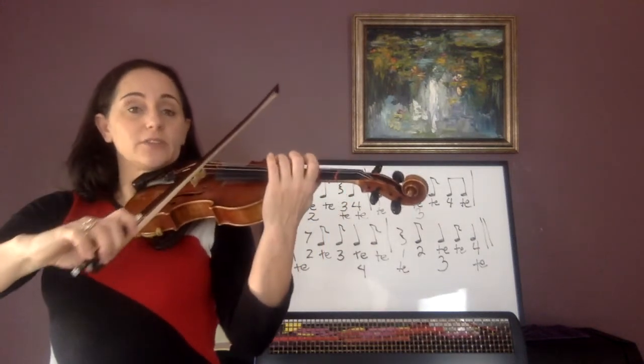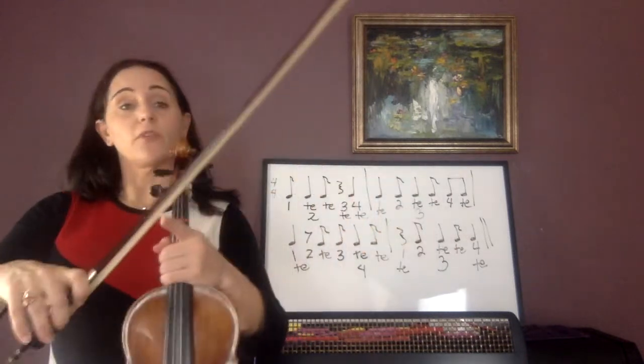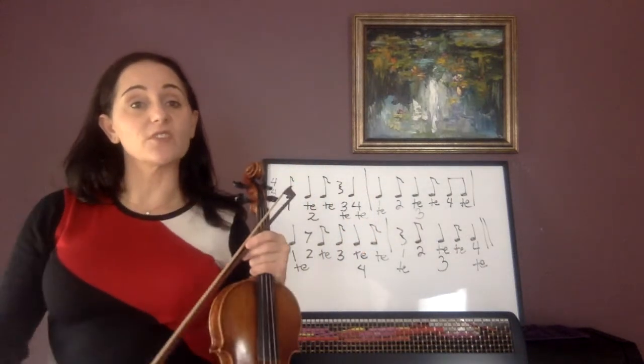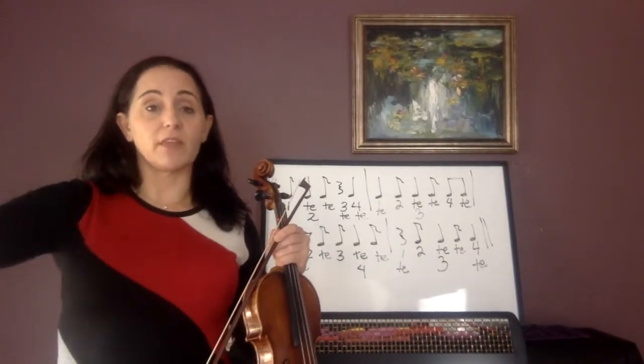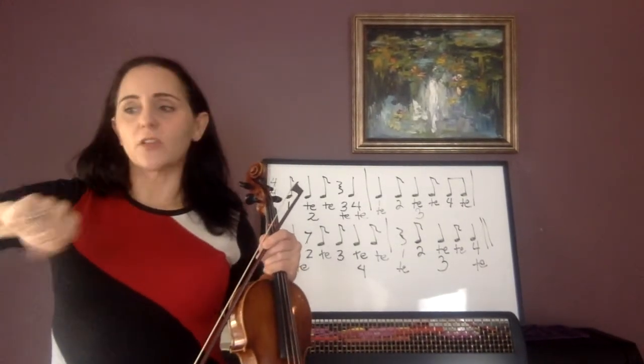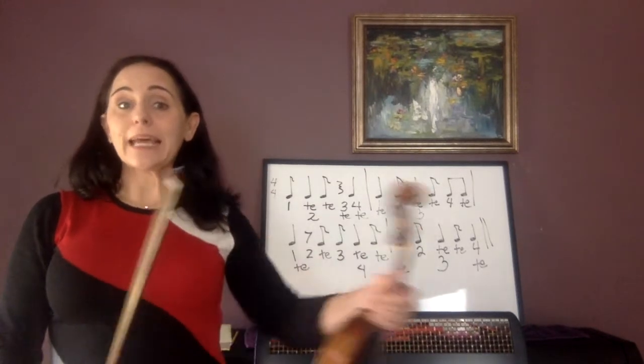1, te, 2, te, 1, te, 2, te, off. Now remember, before the half note, you've got to get to the tip. If your half note sounded gross, or if they got cut short, you probably weren't using that bow distribution method where you go all the way to the tip. Fast, slow, fast.